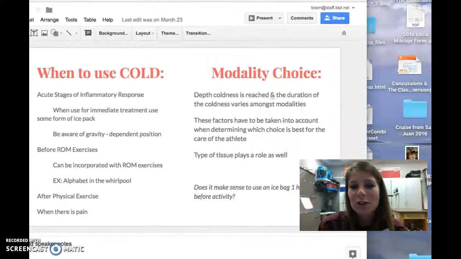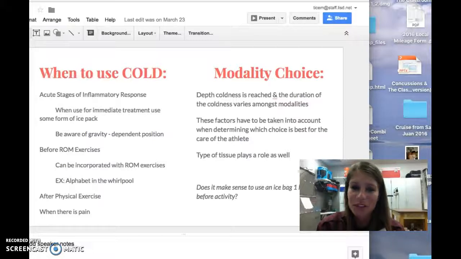So when to use cold, again, this kind of goes hand in hand with our indications. But like we said, we like cold in the acute stages of healing. Okay, we can use it in the subacute, and we can use it in chronic as well. But what makes this different from the thermal modalities is that it is indicated in the acute phase.